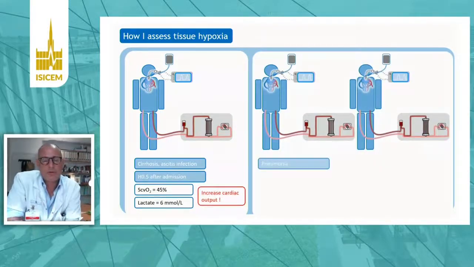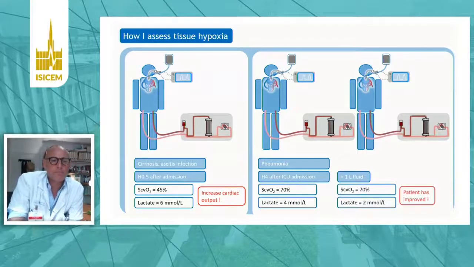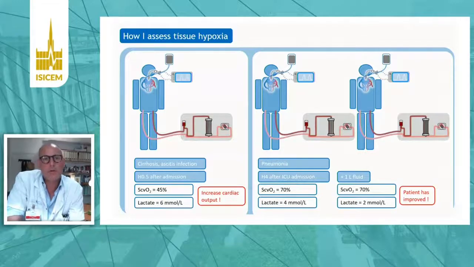Let's take the example of a patient with septic shock and pneumonia a few hours after admission. SCVO2 is normal, but this might be due to the impairment of oxygen extraction, but lactate is elevated. It decreases with fluid administration. It tells me that the patient has improved, interpreting one with the other.